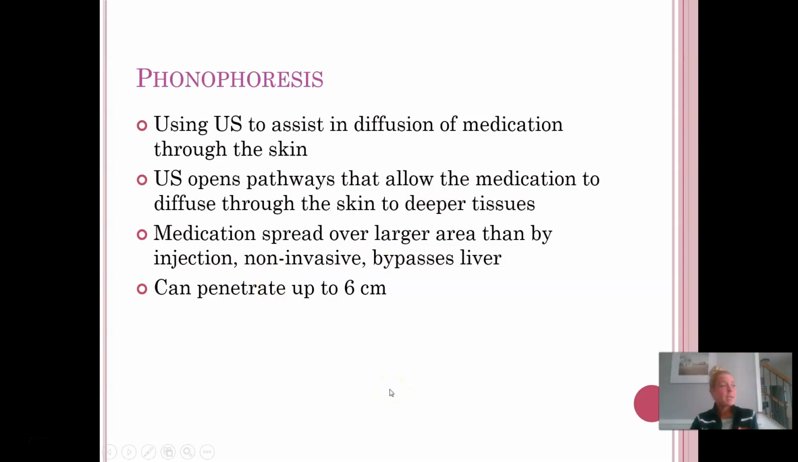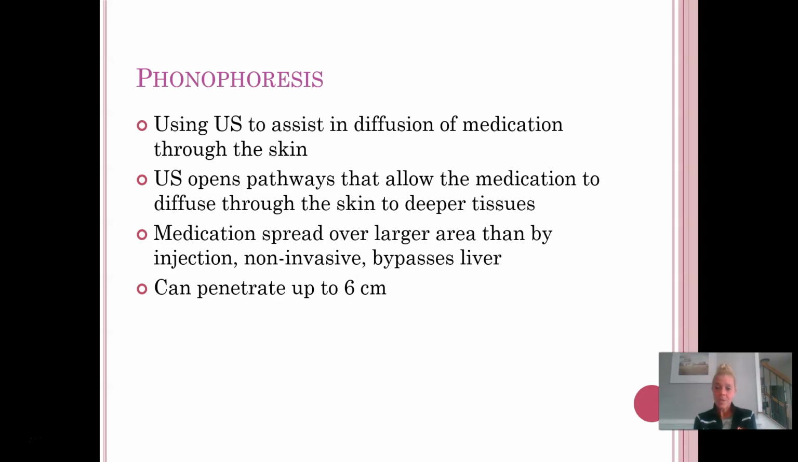Phonophoresis. I'm going to guess that not many of you have heard of phonophoresis. This was around a little bit when I first started practicing. It's kind of gone by the wayside. It's been basically replaced by iontophoresis, which we're going to do a whole separate unit on ionto later. Iontophoresis is considered sort of like a needleless injection. It's using electric current to drive medication through the skin. So phonophoresis is using ultrasound to try to drive medication through the skin.